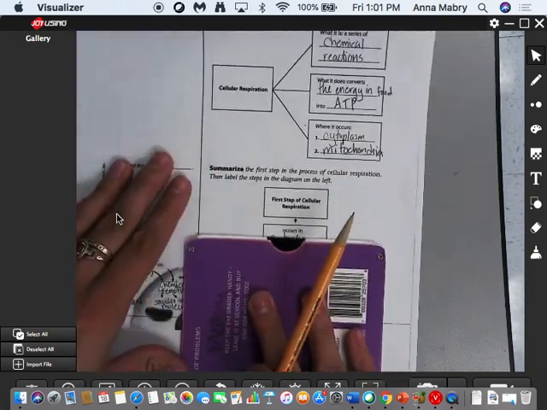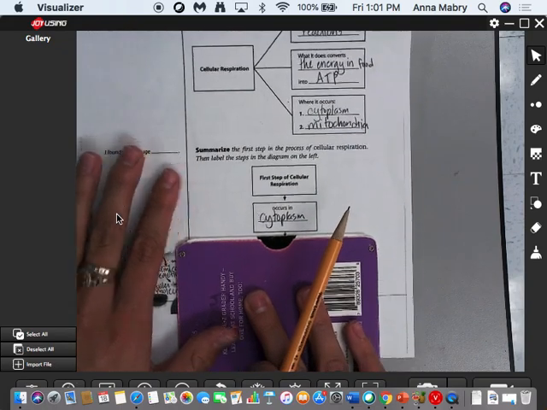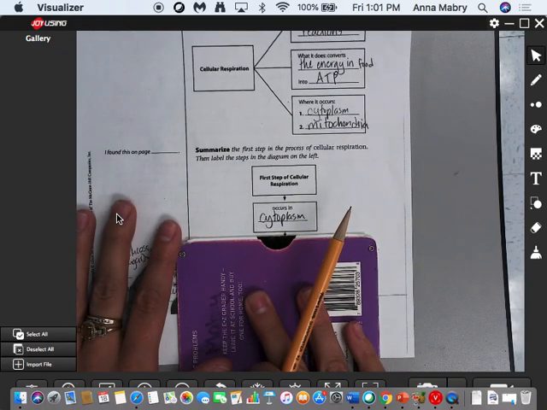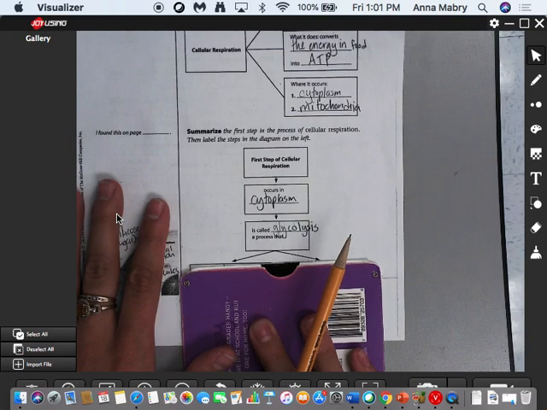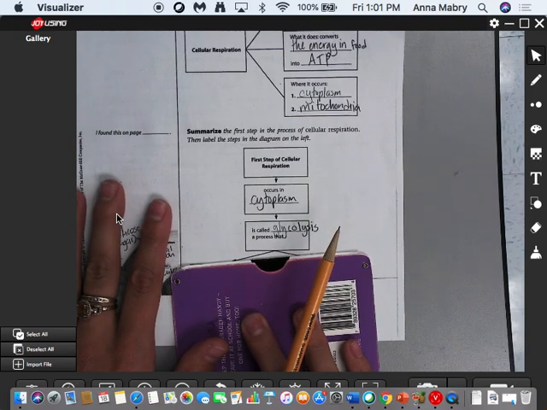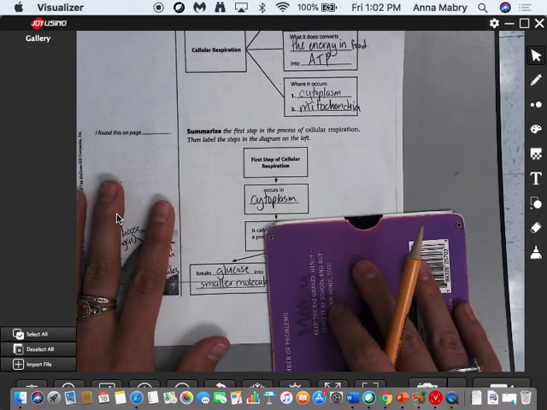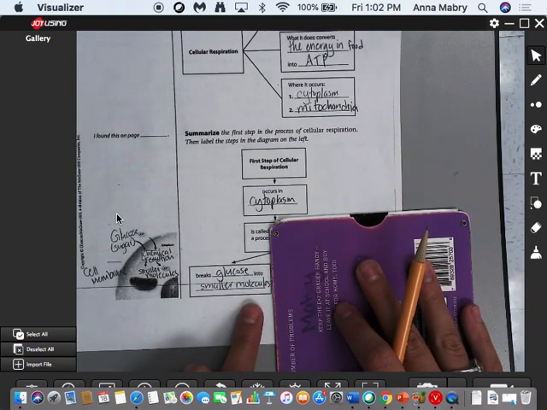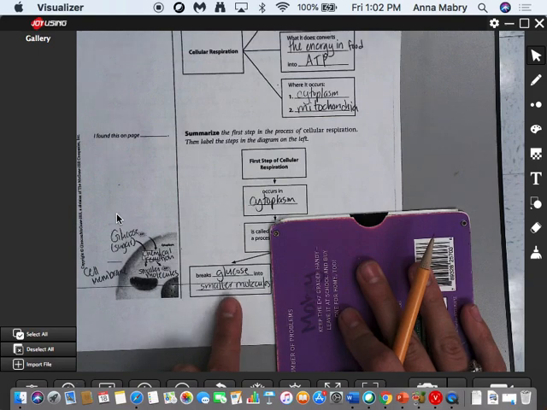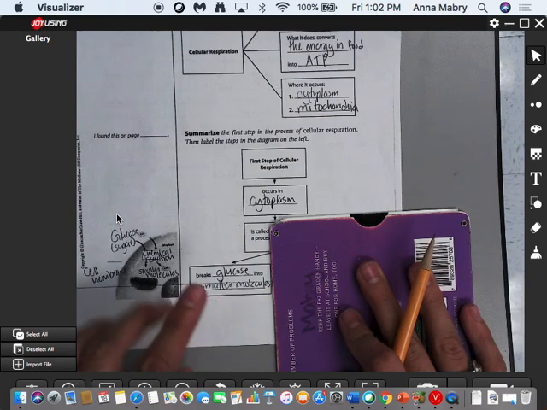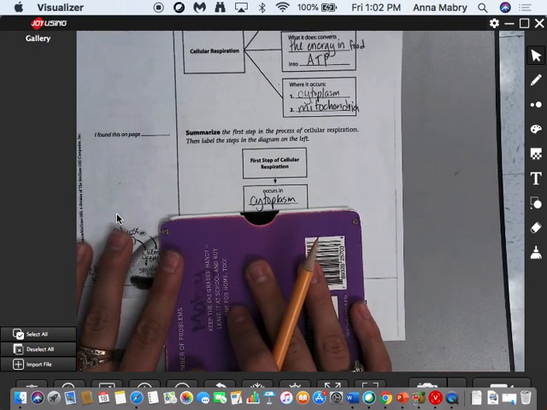It is called what, Ryan? Glycolysis. It's a process that breaks down. Anybody know? What's it breaking down? What is glycolysis? It's breaking down glucose into smaller molecules, and it produces what? ATP. Okay, so there's that.